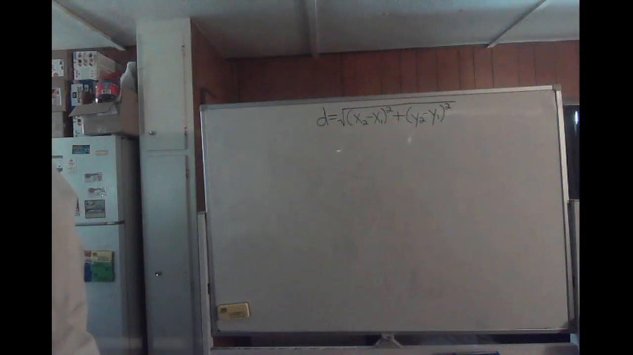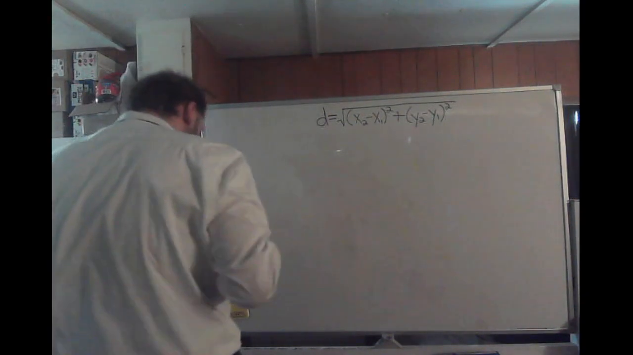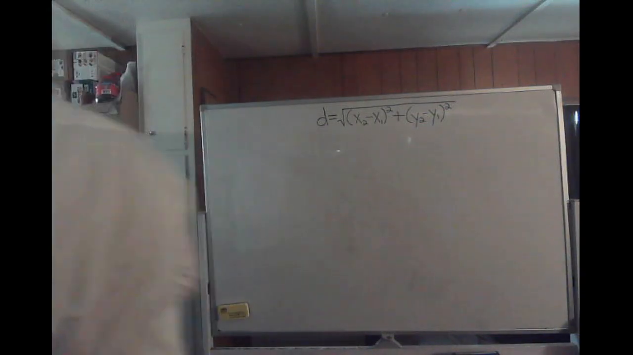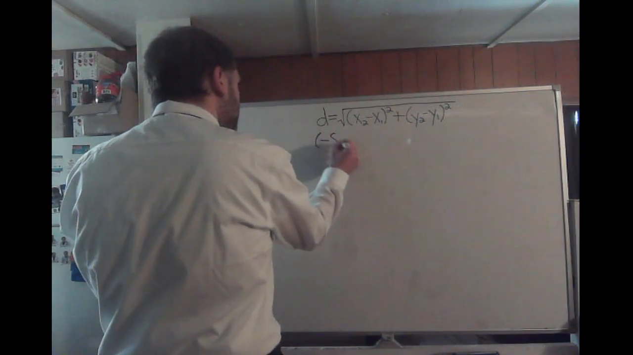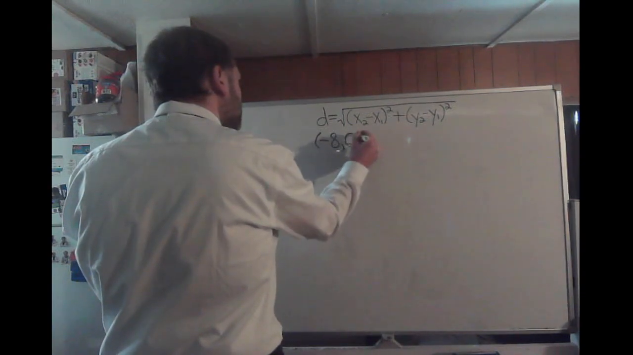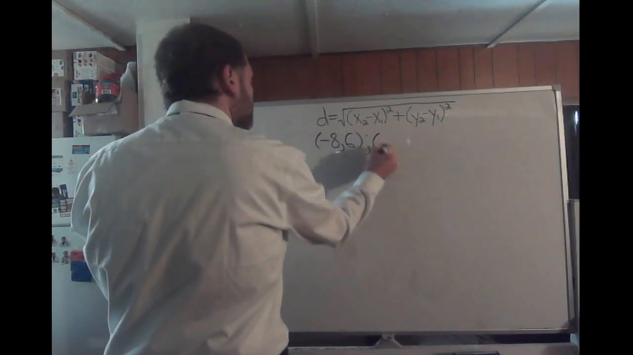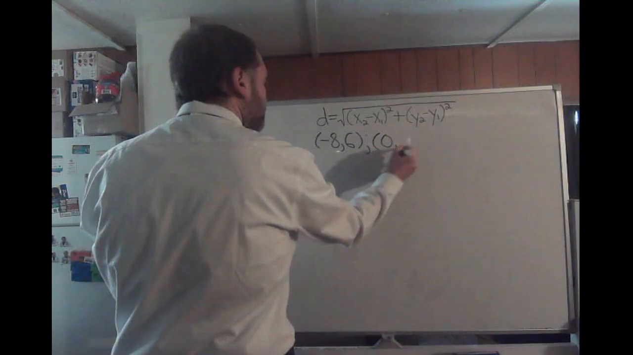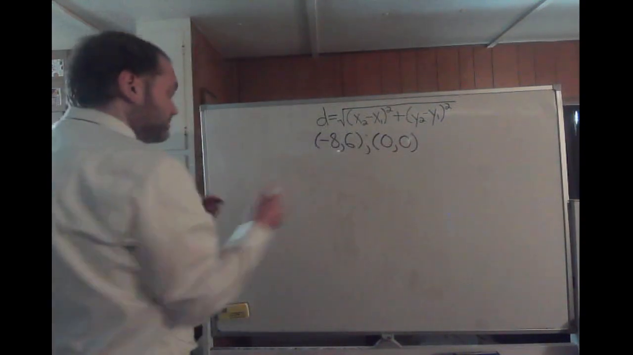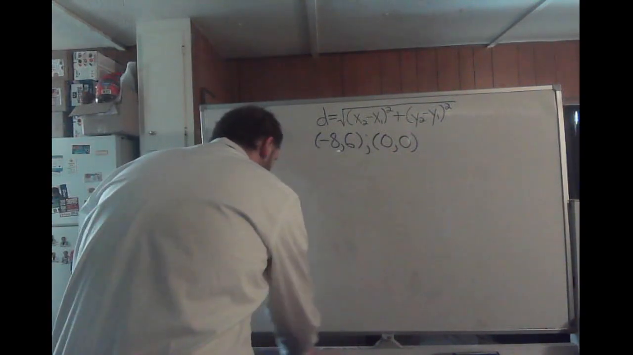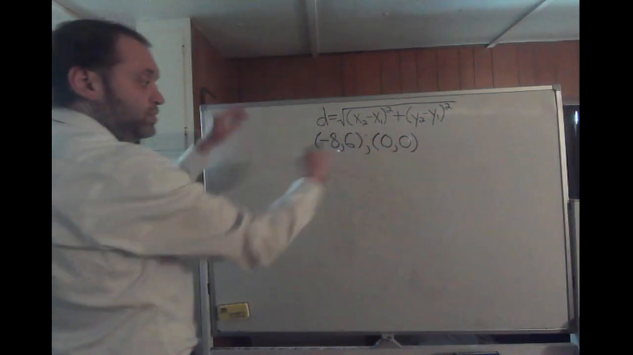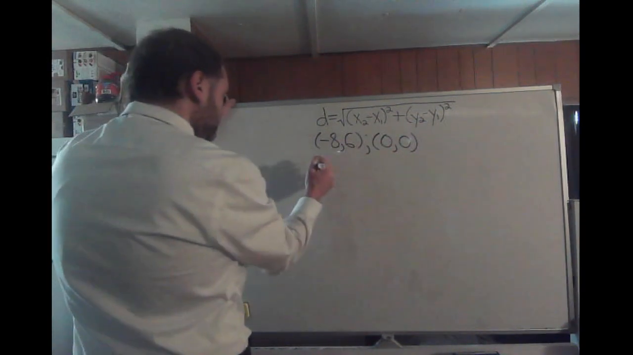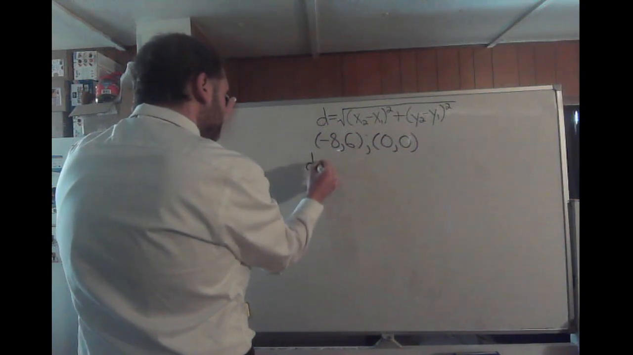So, what about we have the points negative 8, 6, and then we also have 0, 0, otherwise known as the origin. We want to find the distance between the points negative 8, 6 and 0, 0, otherwise known as the origin. Well, let's apply the distance formula.